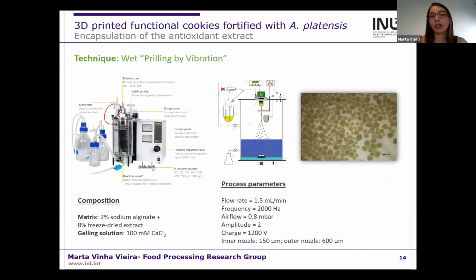Regarding the encapsulation of the antioxidant extract, the technique used was wet extrusion by vibration. Here we can see a picture of the equipment and a schematic drawing. The matrix was sodium alginate with freeze-dried extract, here in the needle. This matrix was going to pass through a nozzle, and under pressure, there was going to be a vibration at a certain frequency to form the droplets. The droplets were going to fall down into the gelling solution, which is calcium chloride, for the hardening process to form the microbeads that we can see in the picture here.